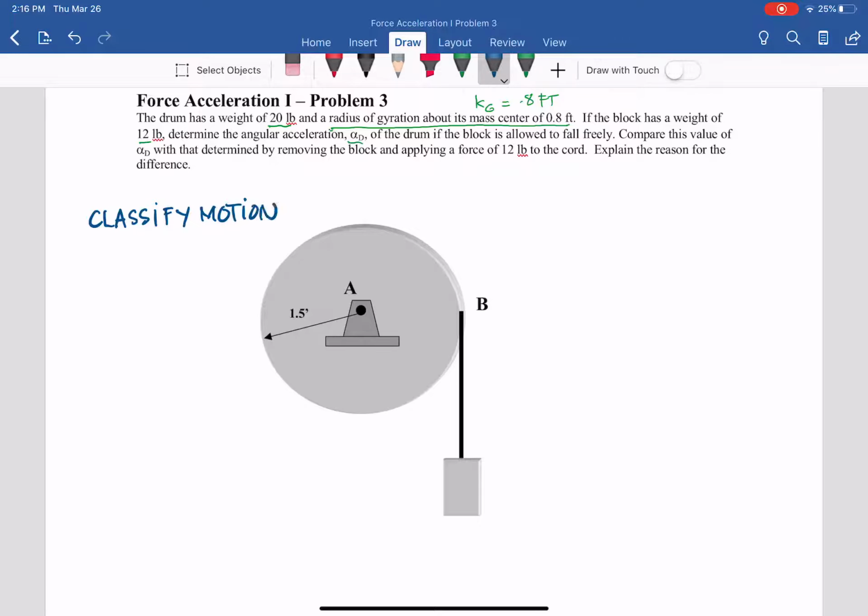So for this one, as you can see, we have two bodies. The first one is the drum. We have the drum rotating about the axis perpendicular to the screen and going through A. So you will have that as rotation about a fixed axis. The block is basically translating in the vertical axis, so it will be translation.